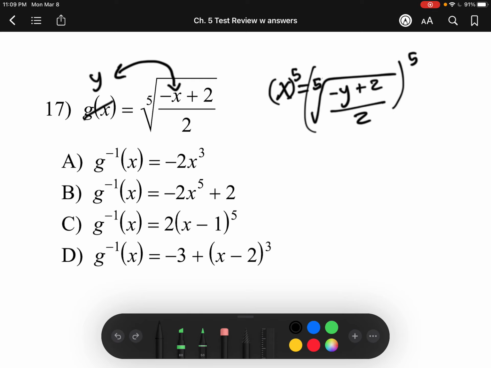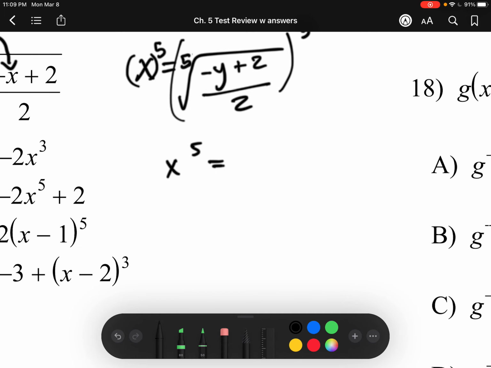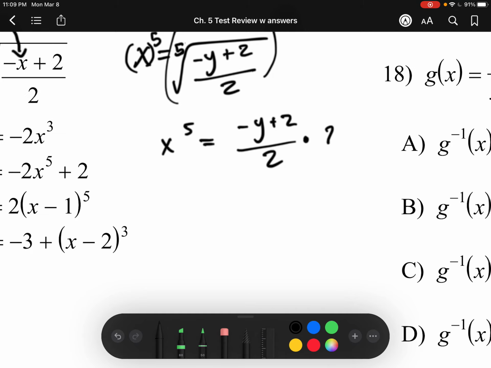So the 5th root of x to the 5th power just becomes x to the 5th power, right? We have x to the 5th power is equal to negative y plus 2 over 2. We just got rid of the radical. Next, we're solving for y still, so we have to get rid of this denominator. Just like we did in that last example, to get rid of the denominator, we're going to multiply by the denominator. And what we do to one side, we have to do to both sides. So we have 2 times x to the 5th power, and over here on this side, they get eliminated. So 2x to the 5th power is equal to negative y plus 2.